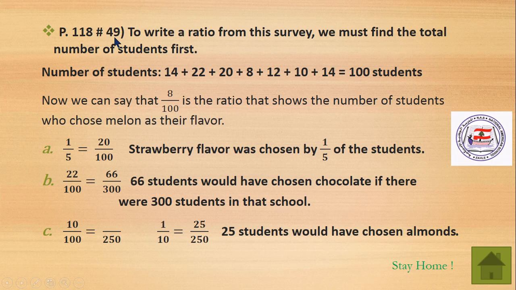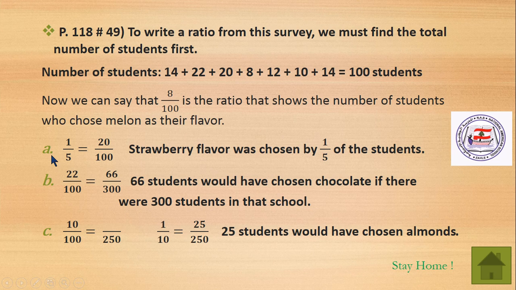Page 118, number 49. I want from you, please, to follow in your books. Look at the table to follow with me. To write the ratio from this survey, first we must find the total number of students. Now the total number is 100 students. Now we can say that 8 students out of 100 is the ratio that shows the number of students who chose melon as their flavor. For that, I needed to use the total number of students to tell how many students chose each flavor.